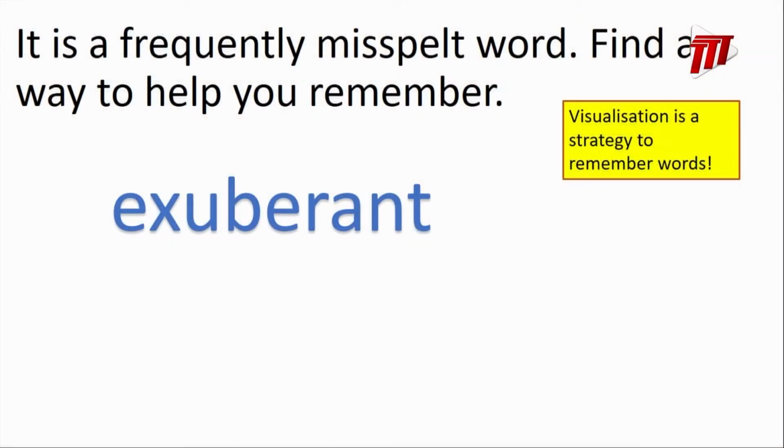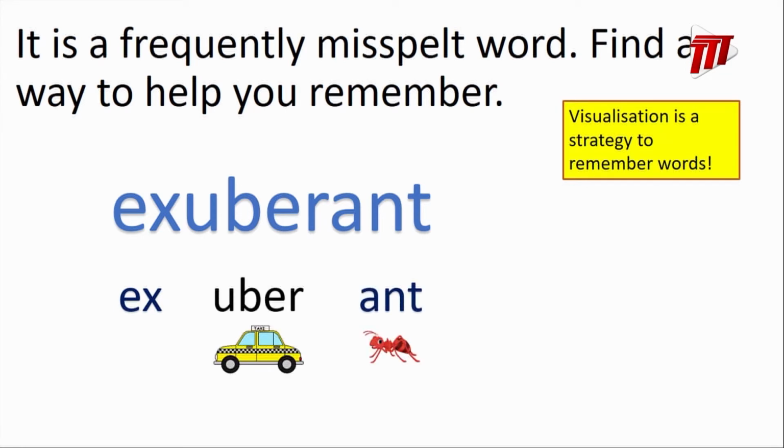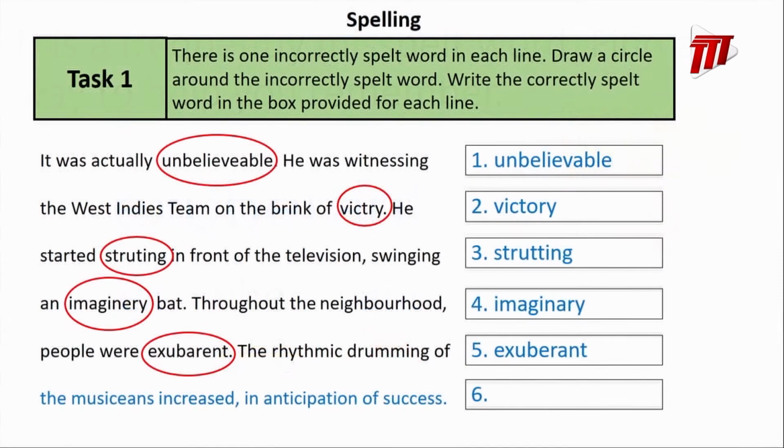Exuberant is the correct spelling, E-X-U-B-E-R-A-N-T, right? And here's a good way to remember it. X, uber, and ant. All right? So remember, X, uber, and ant. So we have exuberant circled, and we have the correct spelling with A and T at the end.